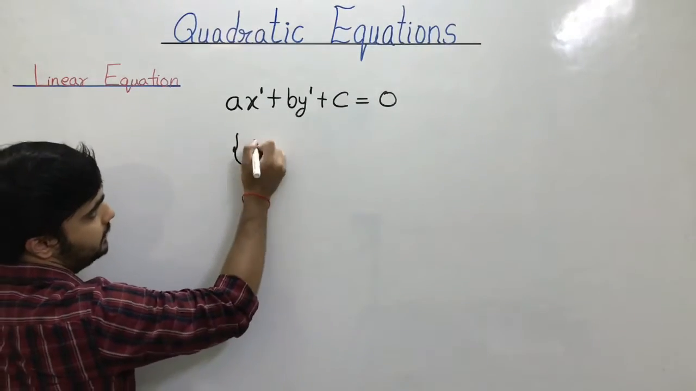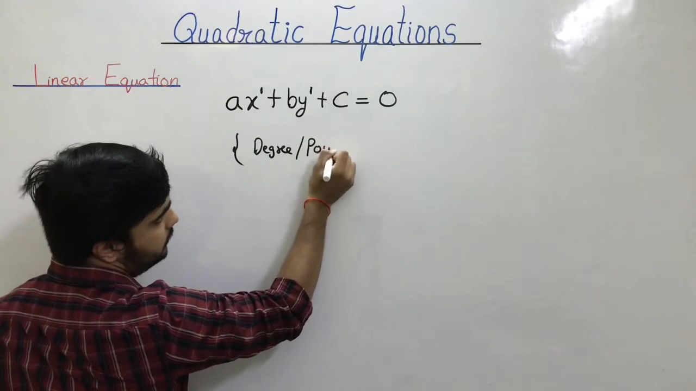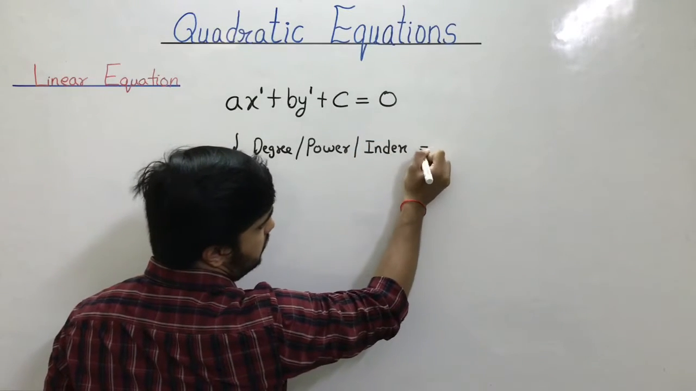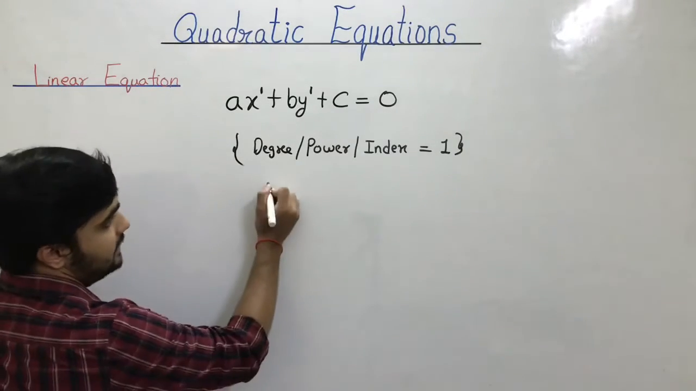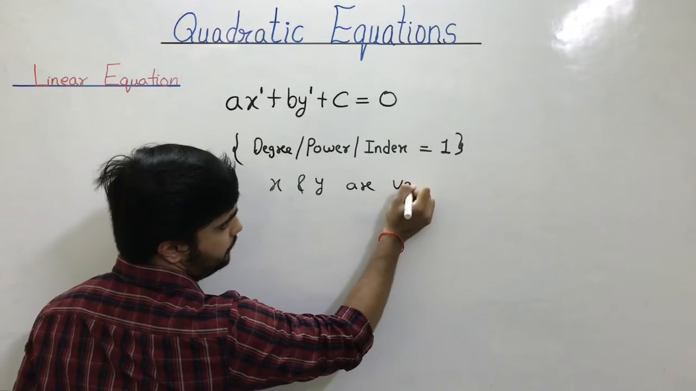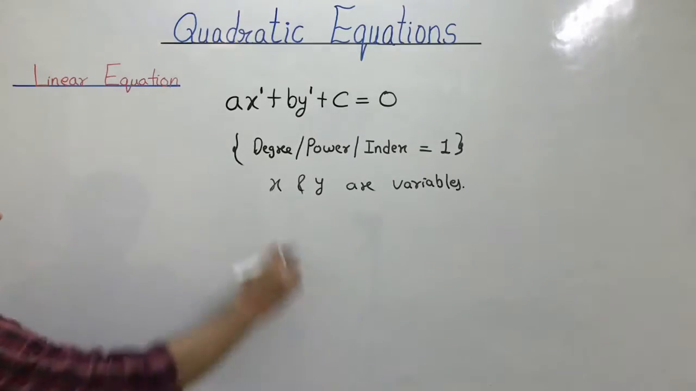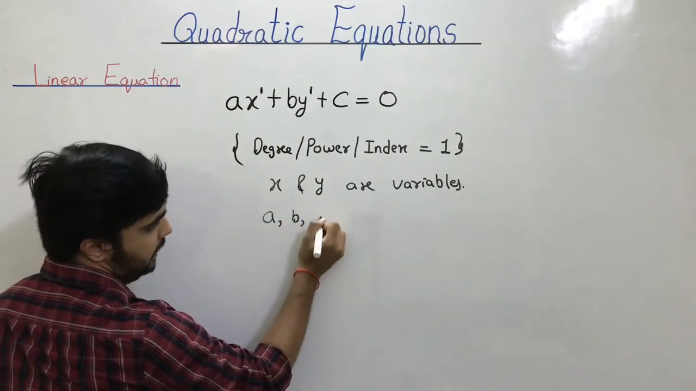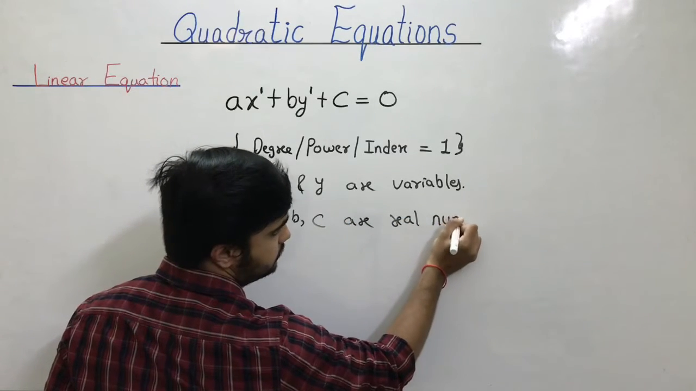So we can say that degree or power or index is always 1 in this case. So here x and y are called variables, and a, b, c are real numbers.